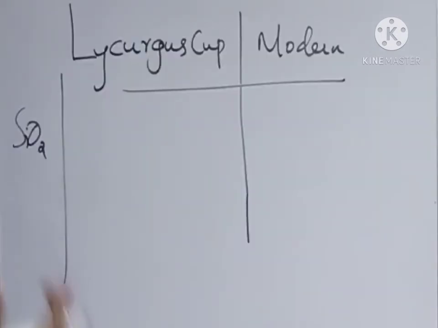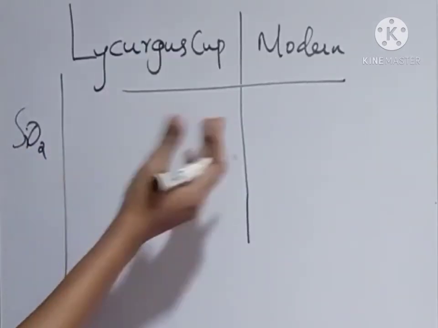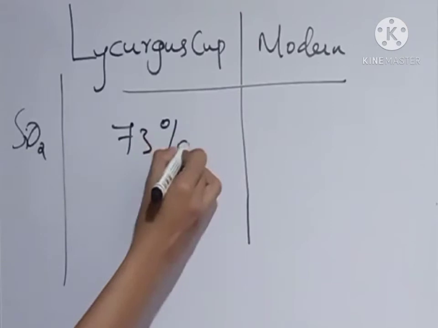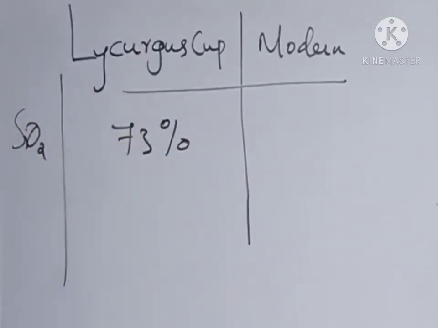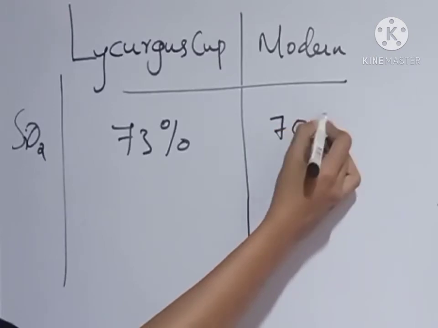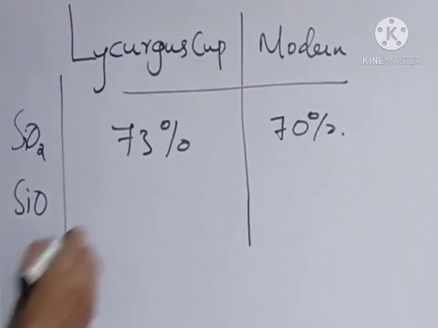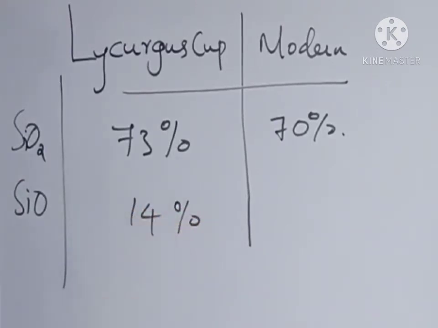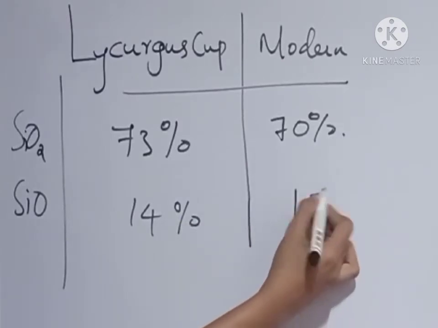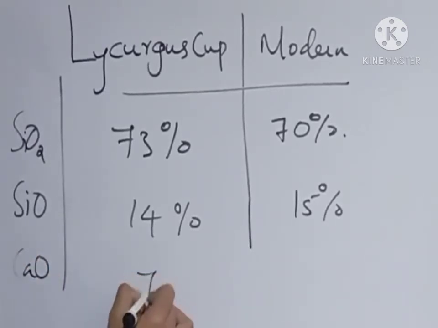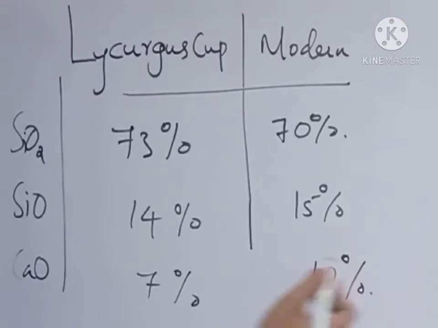If we compare the amounts of these compounds in the Lycurgus cup and modern glass, silicon dioxide is about 73% in the Lycurgus cup and about 70% in modern glass. Then sodium oxide is about 14% in the Lycurgus cup, while it is about 15% in modern glass. In the case of calcium oxide, it is 7% in the Lycurgus cup and 10% in modern glass.